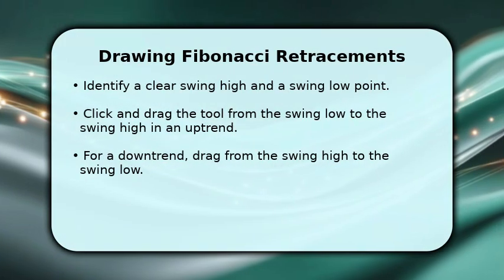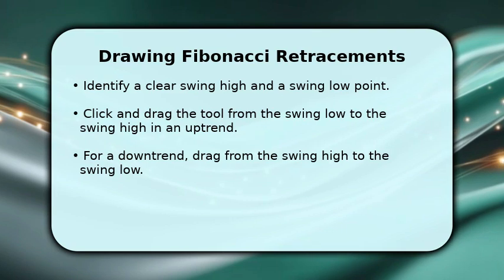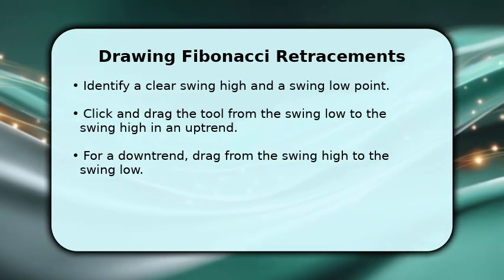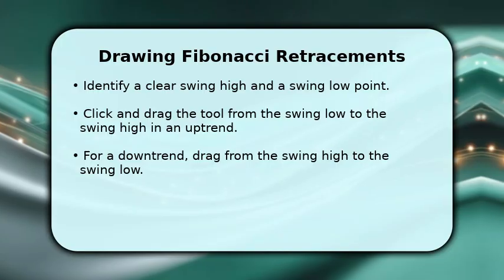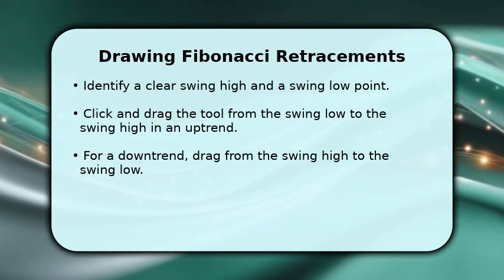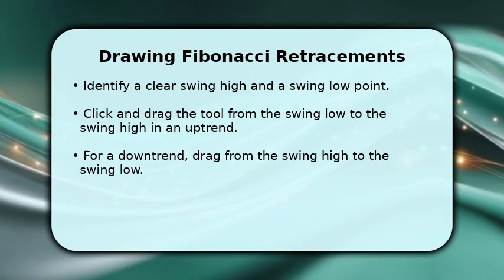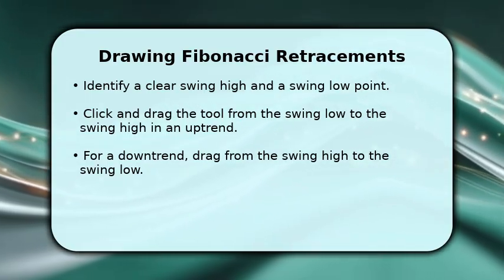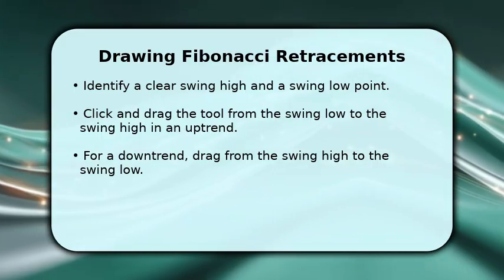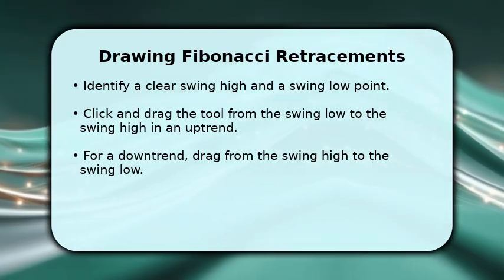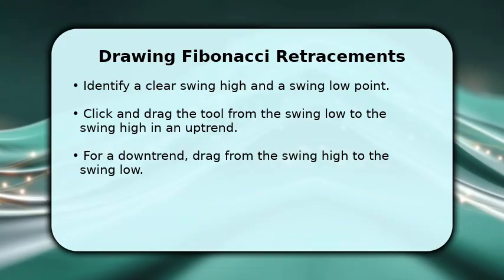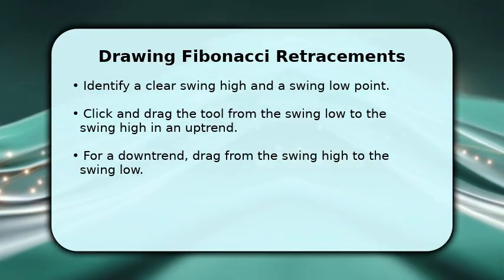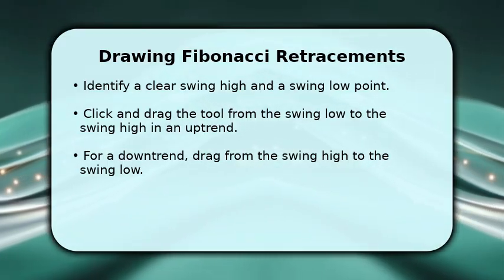To draw Fibonacci retracements, begin by identifying a significant swing high and a swing low on your chart. For an uptrend, click and drag the Fibonacci tool from the swing low to the swing high. Conversely, in a downtrend, you will drag from the swing high down to the swing low. Ensure your anchor points are precise for accurate level calculations. This establishes the range for the retracement levels to be displayed.